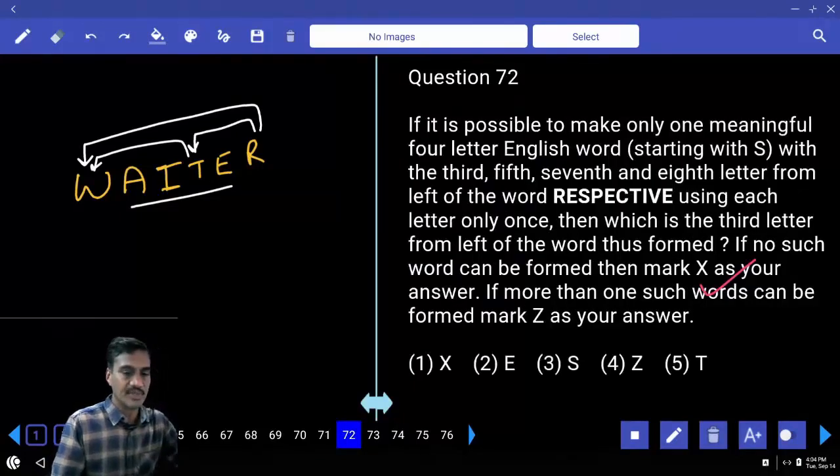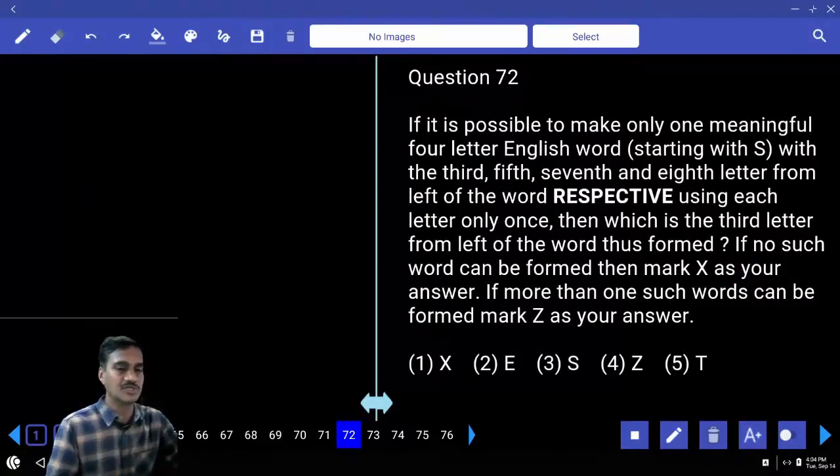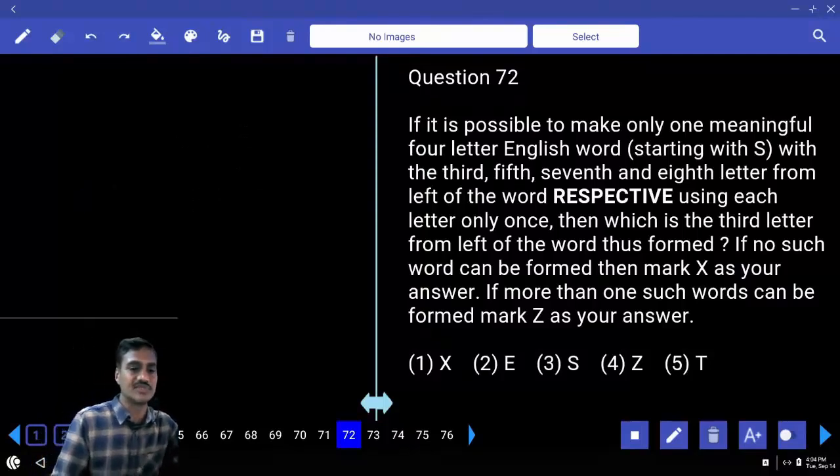Then 72. Now in this 72, if it is possible to make only one meaningful English word starting with S with the 3rd, 5th, 7th and 8th.